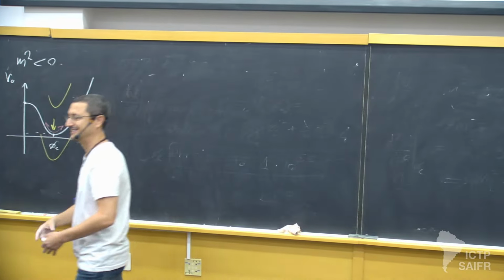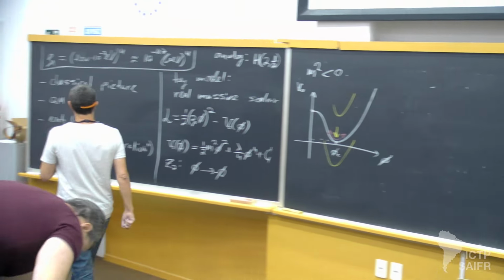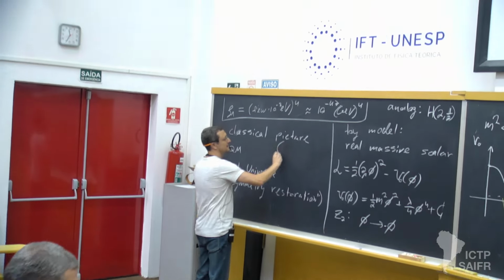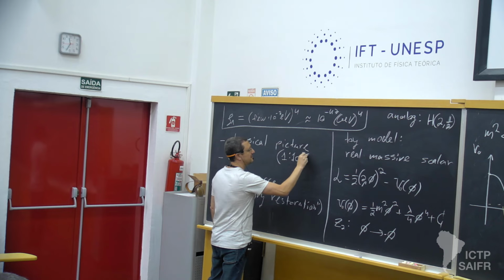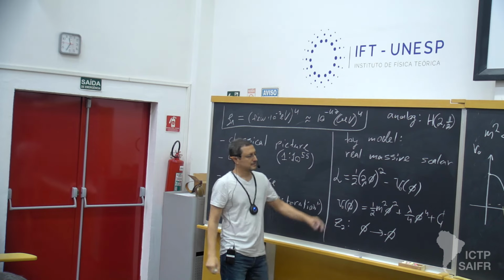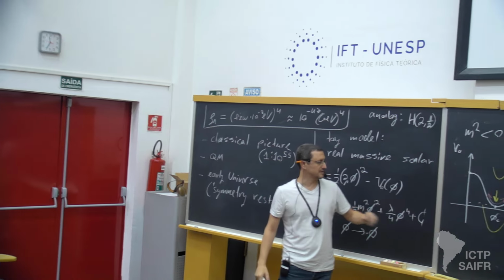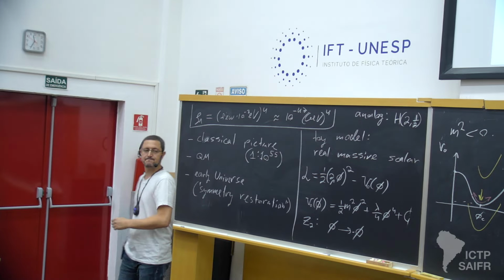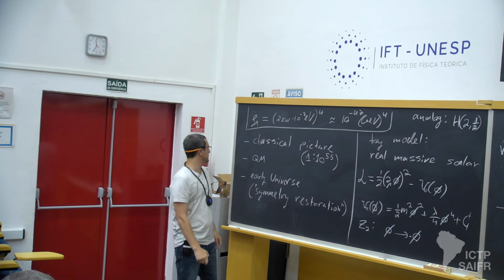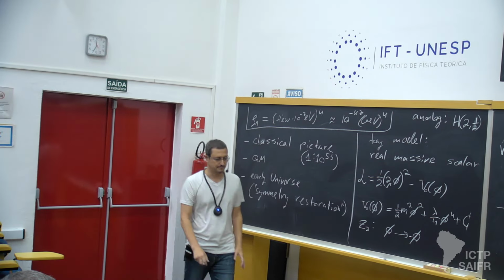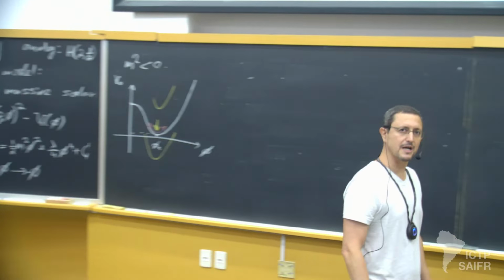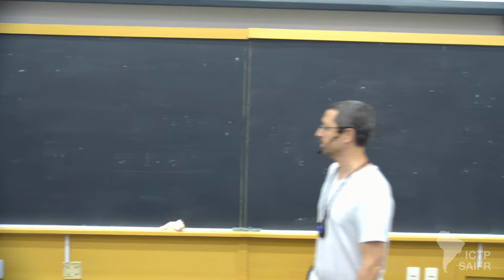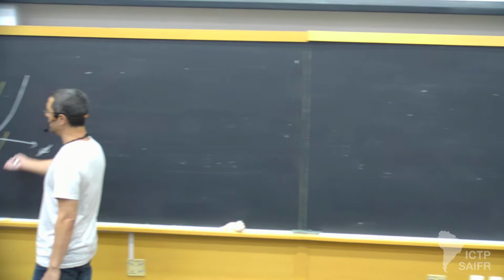I can go on? Okay, so this was the classical picture. Let me conclude it with one part in 10 to the 55 precision on what this number is. Now let's consider the quantum mechanical picture. And here the story becomes maybe even more interesting to some extent.